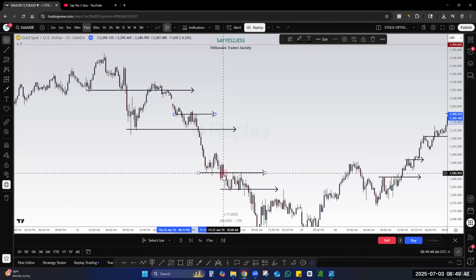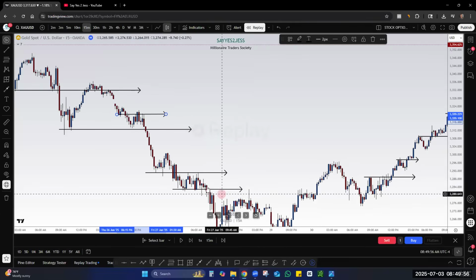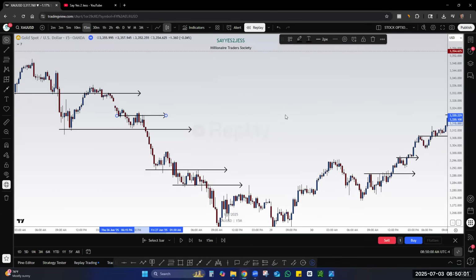Okay, same thing here, short. This is London session, break, London session, retest, double retest, and then look at this small one. This is a small break and retest during the New York session.